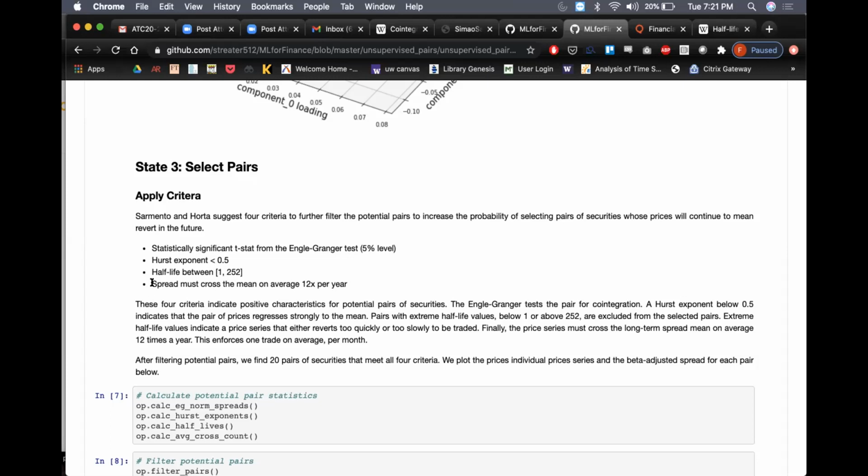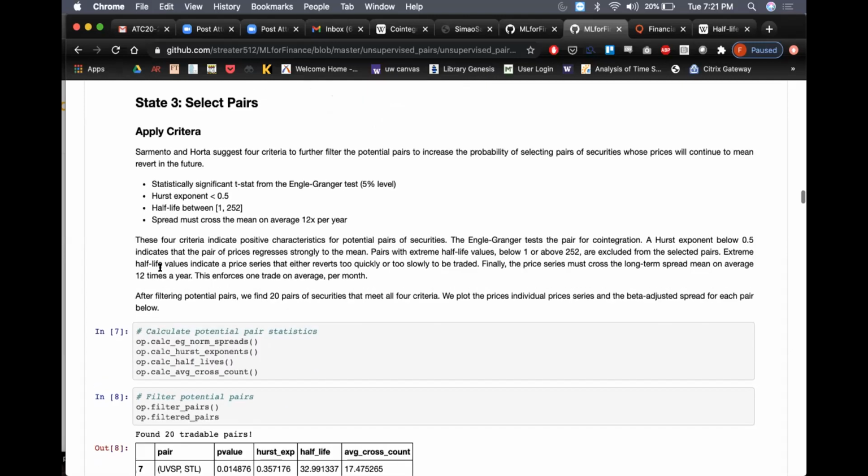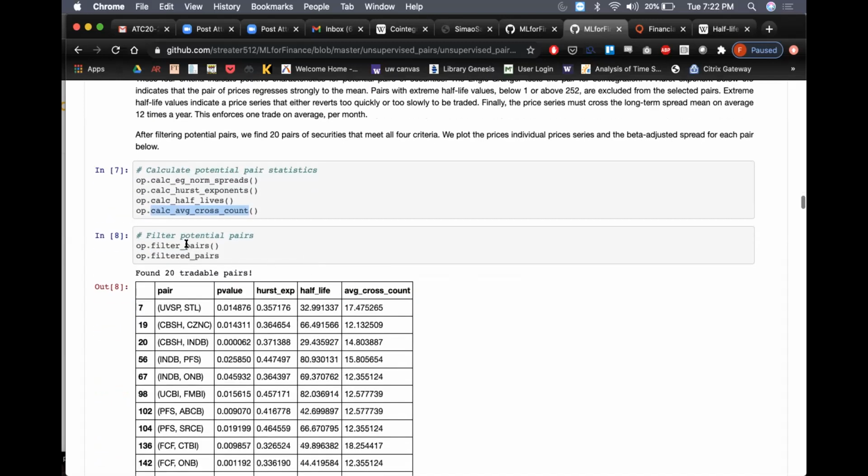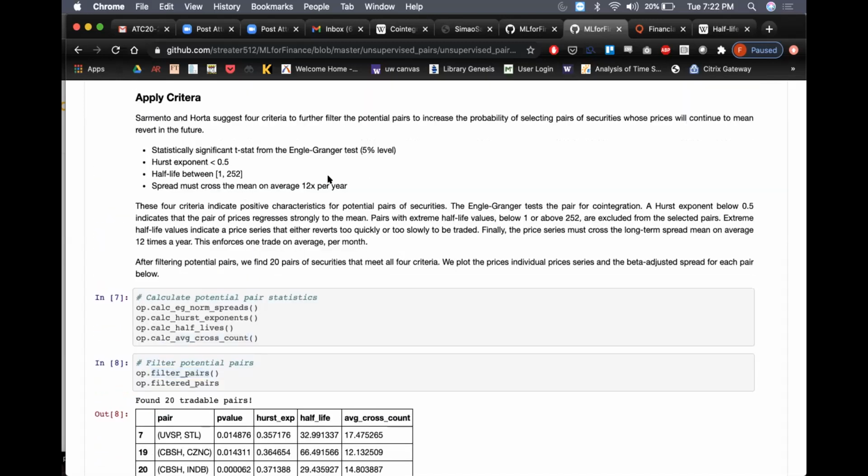And then the final criteria is that the spread must cross the mean 12 times per year. This is just another way for the authors to enforce that there are enough tradable opportunities for the end user. So here we calculate the Granger t-statistics and the spreads, the normalized spreads, the Hurst exponent, the half-lives, and the average number of times that the pair crosses the mean. And we filter on these above criteria.